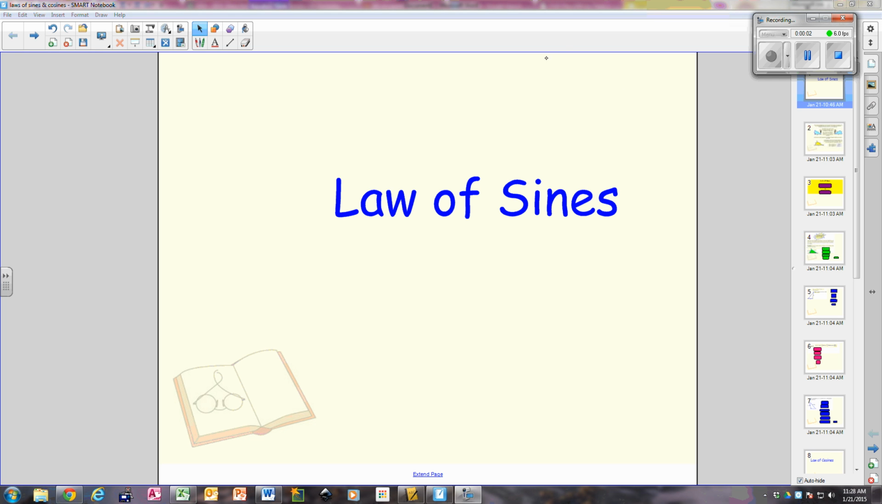Okay, so first one we're going to do is law of sines, and the law of sines can be used with any triangle, not just right triangles. So when we were doing basic trig, we just talked about that you could use your sine, cosine, and tangent, but it only worked on right triangles. But now we can use any kind of triangle.